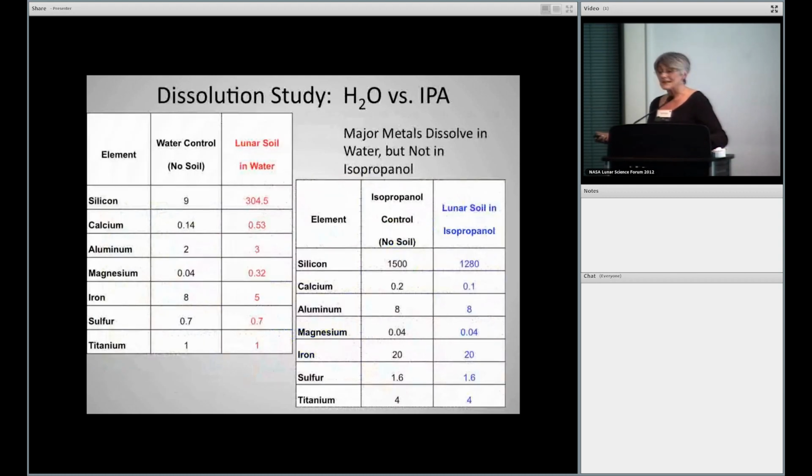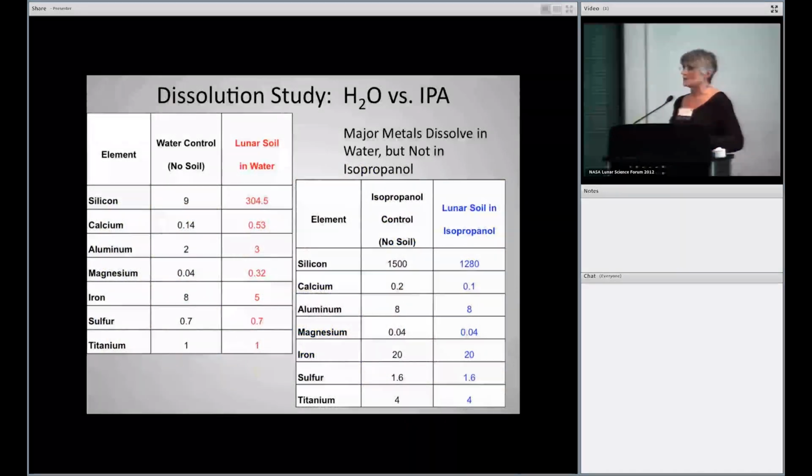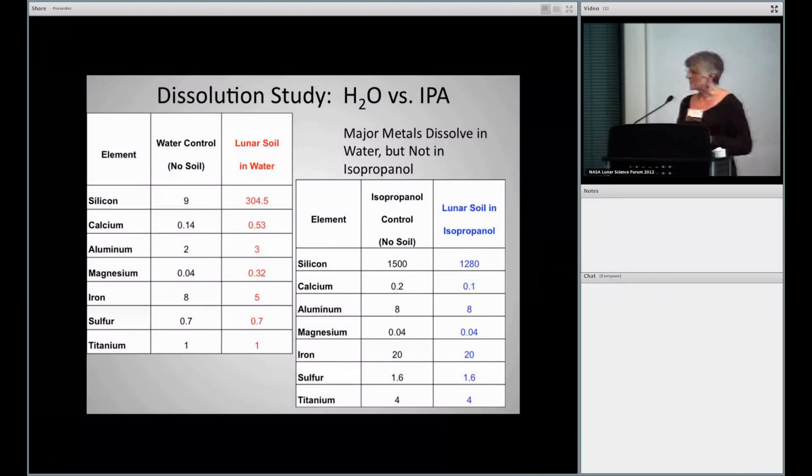So we did another study to see if something else was happening. This is a dissolution study. We tried water and we tried isopropanol using an Apollo 14 soil. Now, here is the control. That means what happened when there was no soil in the water. It had this much silicon, this much calcium, aluminum, and so on.